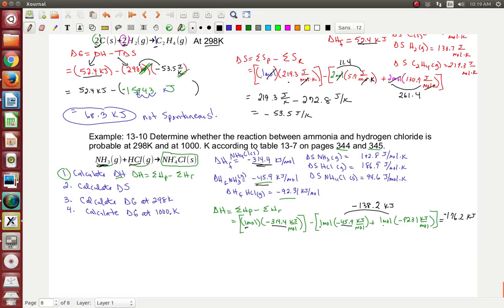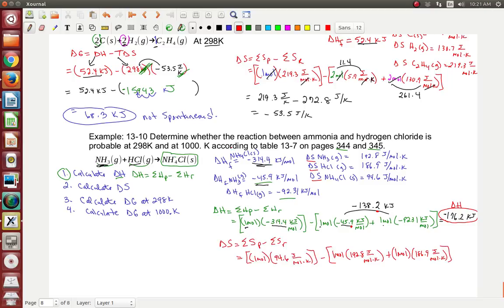Okay, here we have the answer. I combine these two values to get a negative 138.2, and that's to the tenths place because this ends in the tenths place. Then I said take a negative 314 minus a negative 138.2. I get a negative 176.2 kilojoules. That is my delta H. Now I'm going to have to calculate delta S using these values.